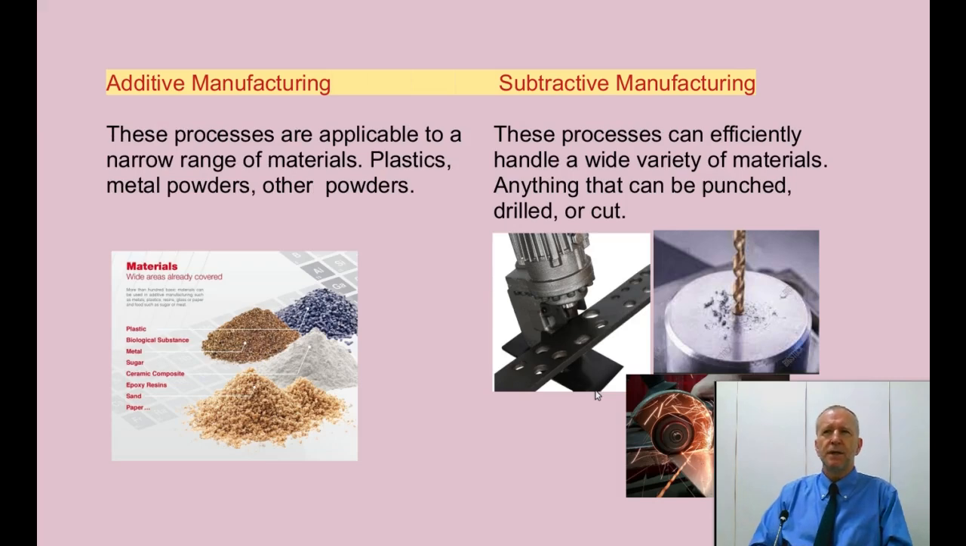Additive manufacturing is applicable to a narrow range of materials. Fewer materials can be used in additive manufacturing or 3D printing. Remember, every time I say additive, I'm talking about 3D printing. However, now there are different kinds of metal powders and ceramics and glass and what else? Other kinds of plastics, of course.